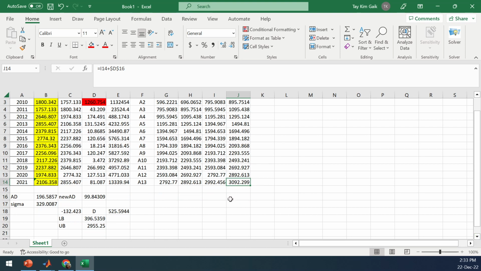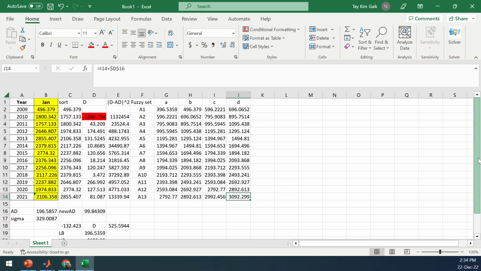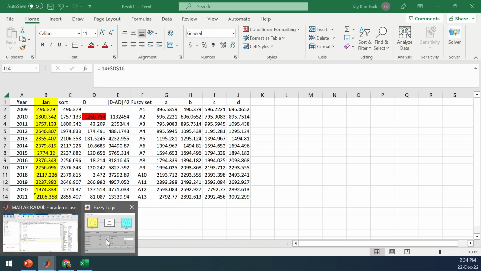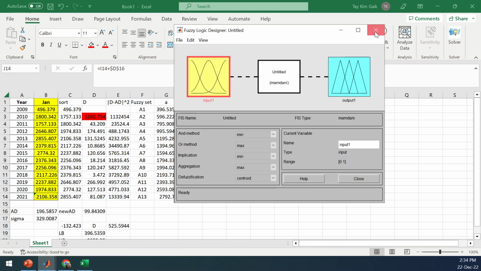Because theoretically the last value of D is equal to the upper bound. But because the increment from A to B, B to C, C to D are constant with the new average distance, it's impossible for us to get the last value of D exactly equal to the upper bound. So in that case, you can have a higher value than the upper bound. So we need to build 13 fuzzy sets based on these values.